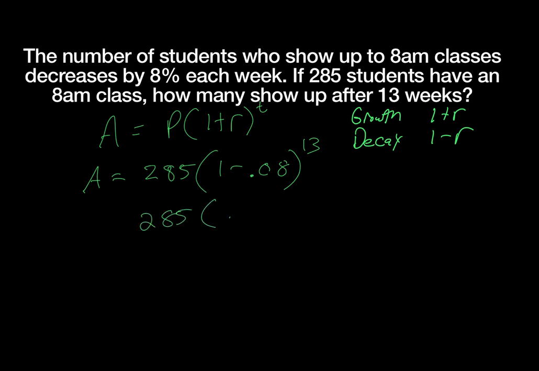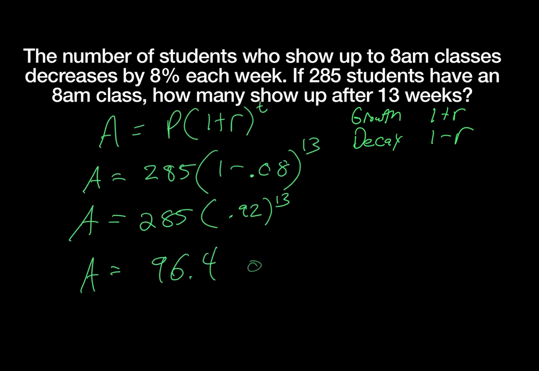285 times 0.92 to the 13th power equals my amount. Order of operations says we do exponents before we multiply, so 0.92 raised to the power of 13 times 285. If you're doing this on your calculators, this would be a matter of just making sure you can set it up and then actually finish it out. 96.4, or about 96 students.